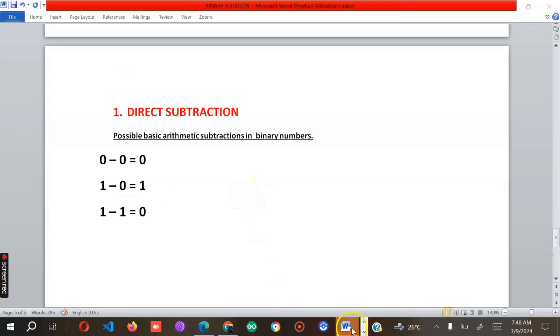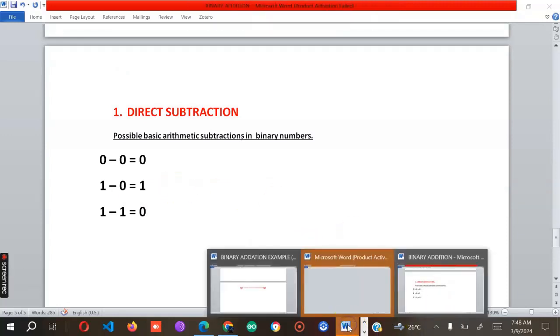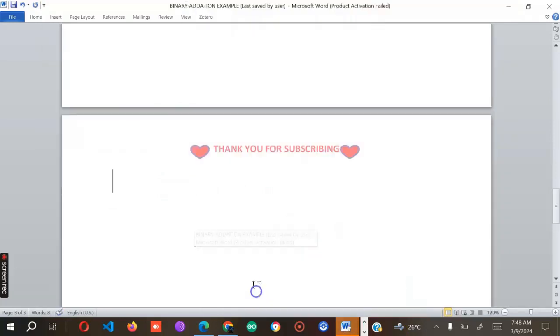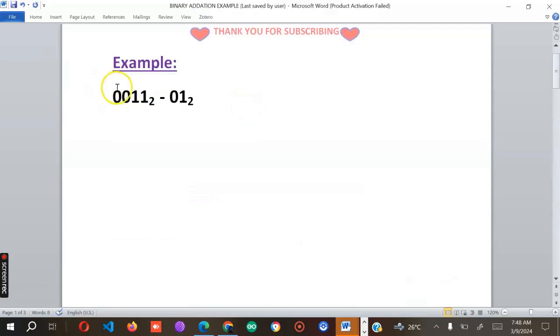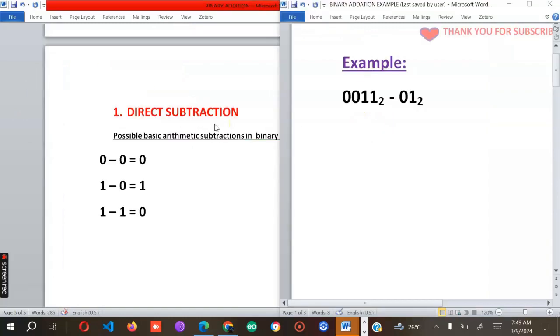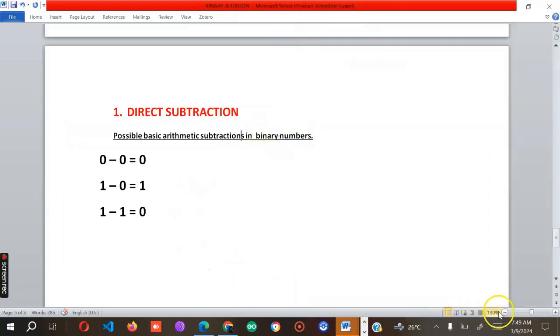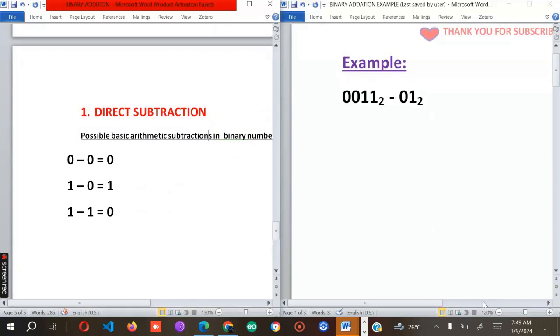Okay. Having done that, let's move now to the example so that you can practice using the principles that we have highlighted here. We have our first example where we have 011 base 2 minus 01 base 2. So we are supposed to subtract this one from the other. Okay, let me create 2 screens so that we can make our work easy and do this.